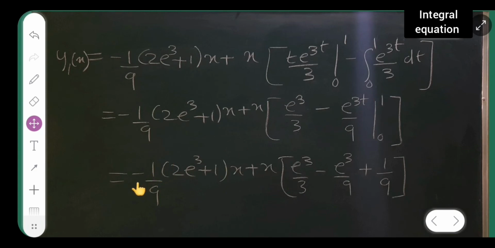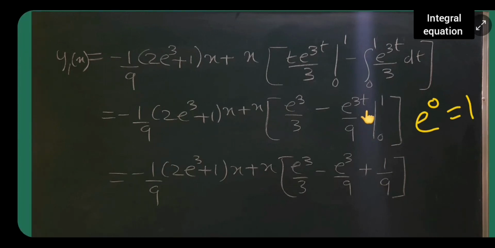Now this is equal to minus 1 upon 9, write it as it is, 2e raised to power of 3 plus 1 into x plus x, then e raised to power of 3 upon 3 minus e raised to power of 3 upon 9 (upper limit minus the lower limit), plus e raised to power of 0. What is e raised to power of 0? 3 into 0 will be 0, right? It is nothing but 1. E raised to power of 0 is nothing but 1. Okay.